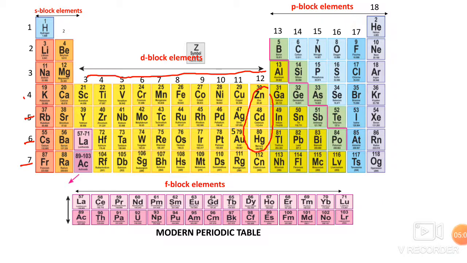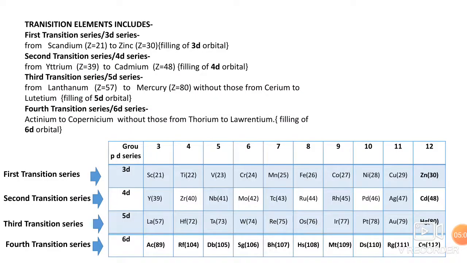these transition elements are classified into 4 series. So, we will see the classification of transition elements. Transition elements are classified into a total of 4 series. These 4 series are first transition series, second transition series, third transition series, and last one, fourth transition series. First, we will see the first transition series.